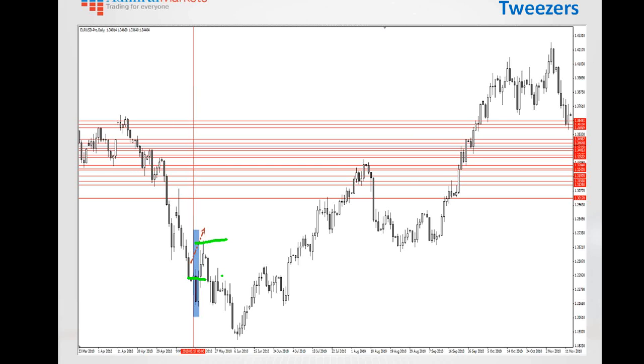Again, we have some sort of tweezers, but it was good for, well, it was 100 pips, I think, this week, Chris. It's 400 pips. You see the tweezers down below.